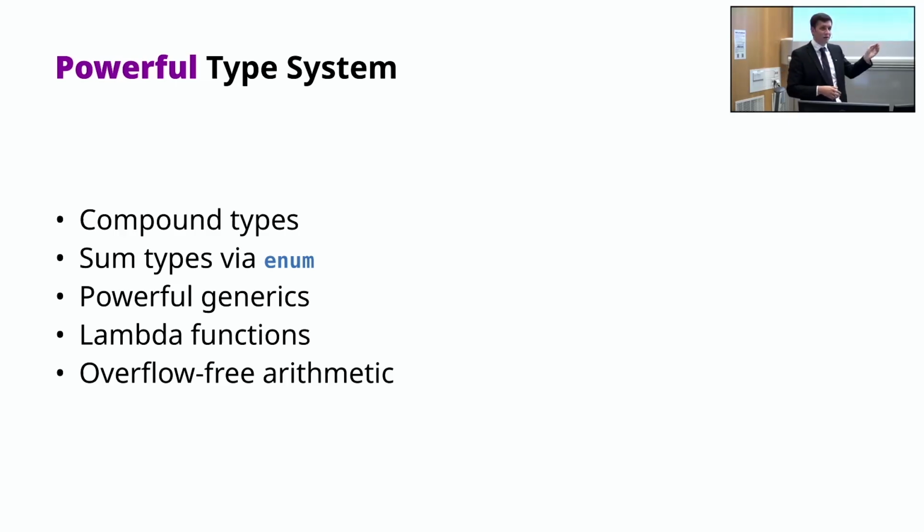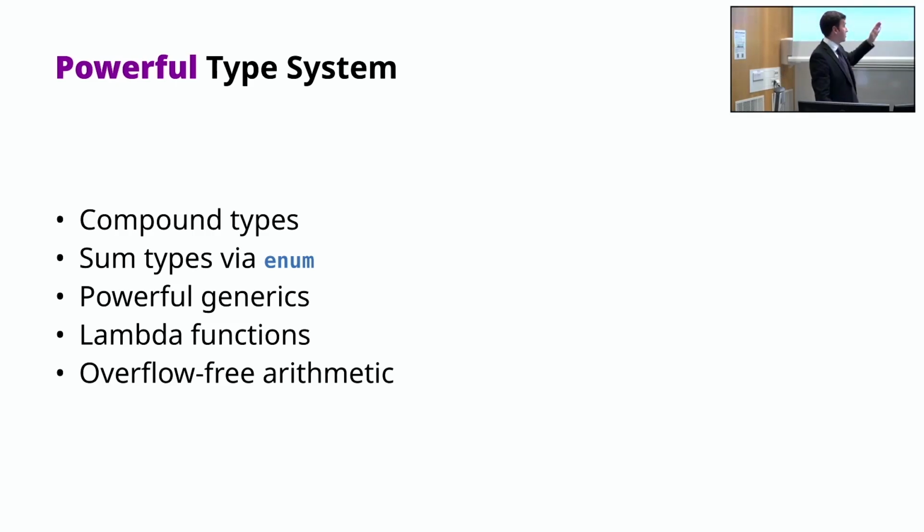We have lambda functions that allow you to be generic over behavior, and then we have overflow-free arithmetic, which is a hardware-specific thing. Everything else is essentially a normal software type system. But the overflow-free arithmetic means that if you add 2 3-bit numbers, for example, you get a 4-bit number out because you could have overflowed those original numbers. The compiler adds these, and if you want to throw away that additional bit, you have to do so explicitly. So you never throw away information by accident.